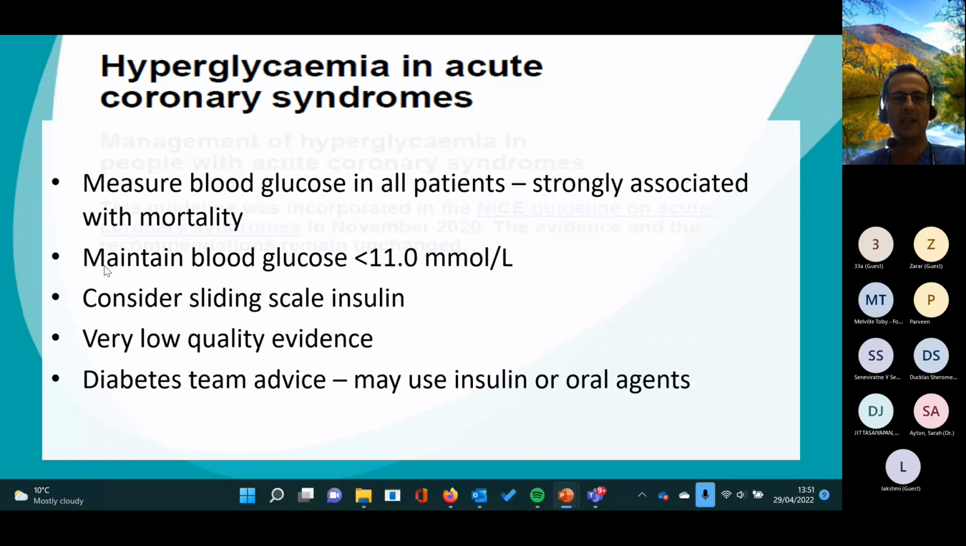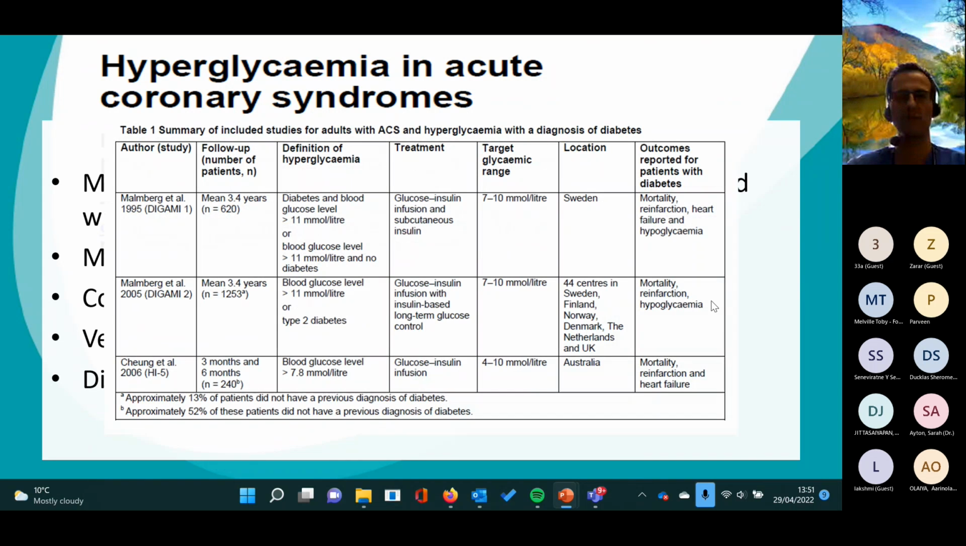You can modify. The aim is to get blood glucose below 11, and you may want to use a sliding scale insulin for that. If it's 11.1, you might want to just see how it goes. If it's 20, you'll want to consider sliding scale insulin, so you need to use your judgment. But the bottom line is that this paper is full of saying that the evidence base for what we do is very, very poor, and to get the diabetes team to advise about treatment post the acute phase, so insulin or oral agents. The important thing is to control blood sugar.